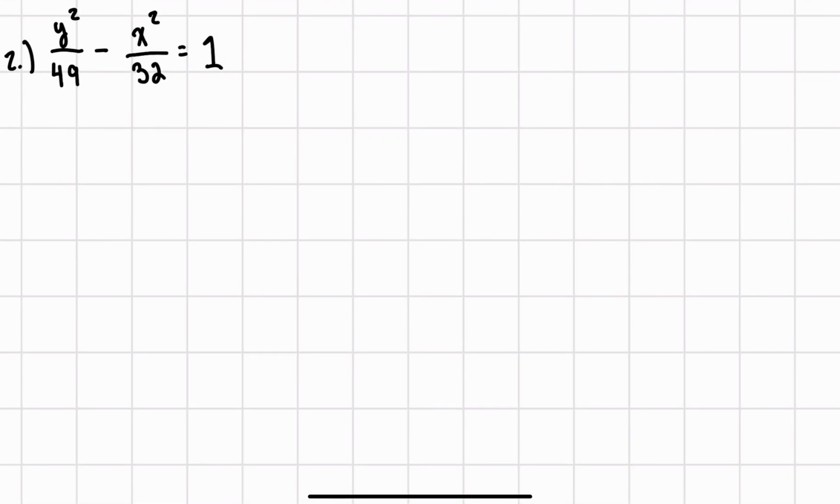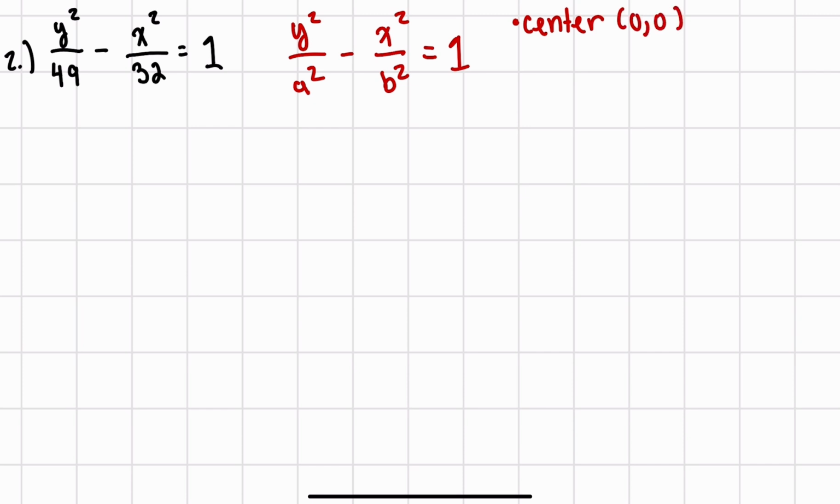Our QR code review question 2 asks us to identify the vertices and foci of the hyperbola equation y squared over 49 minus x squared over 32 is equal to 1. Very similar to question 1, we know that the standard form of the equation is y squared over a squared minus x squared over b squared is equal to 1. Our center is at the origin, (0, 0), and our transverse axis lies on the y-axis.